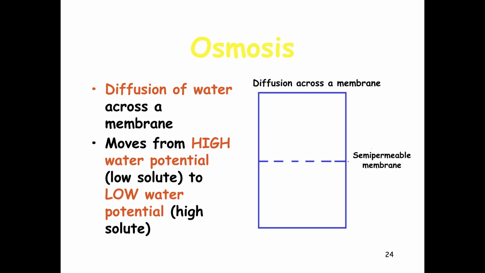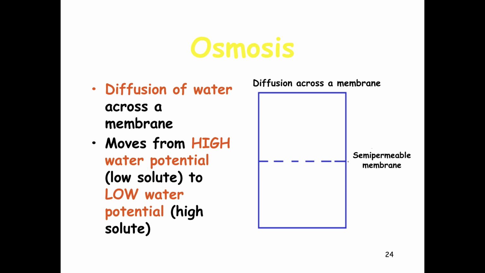Osmosis is the diffusion of water across a membrane. Okay? And so we have a semi-permeable membrane. Water will move from high water potential, in areas of high water concentration, which means that water usually has things dissolved in it. Those things that are dissolved in water, such as salt, are known as a solute. The thing that does the dissolving is a solvent. The thing that's dissolved in it is a solute.